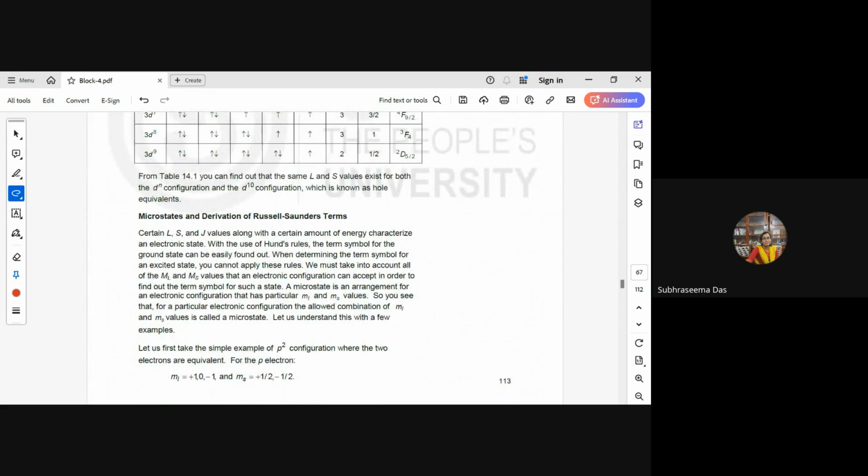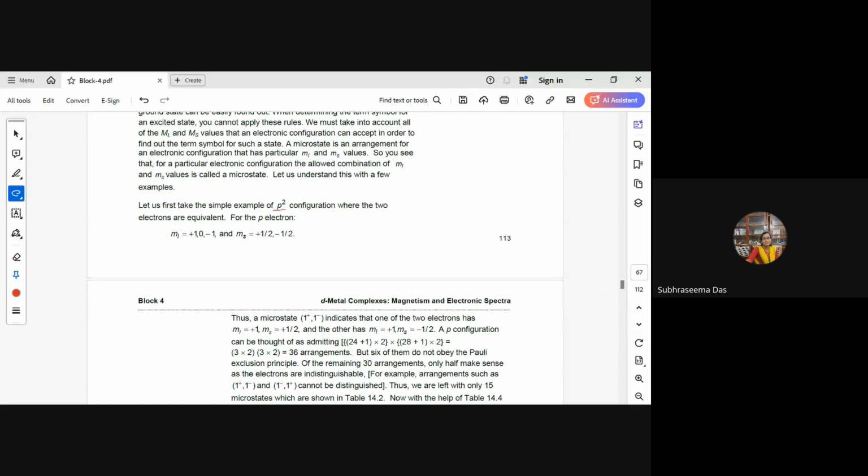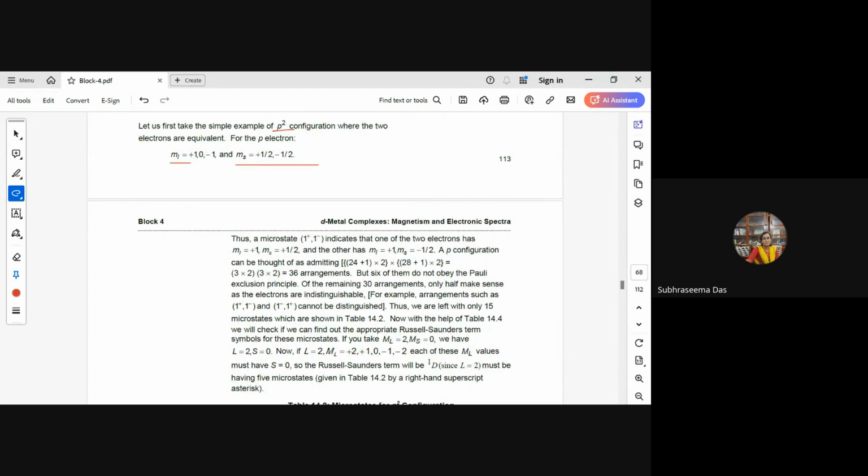Then coming to microstates and derivation of RS terms. A microstate is an electronic configuration that has particular ms and ml values. If we see a particular combination where both ms and ml values are allowed, it is called a microstate. For example, take a simple p2 configuration. Here ML is plus 1, 0 and minus 1, and MS is usually given by plus half and minus half. So this is for a p2 configuration.